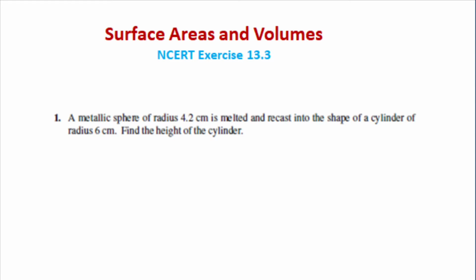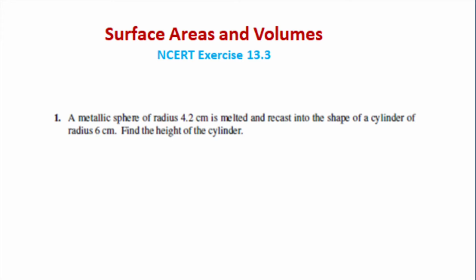Okay guys, so we are continuing with the chapter of surface areas and volumes from the NCERT book, and we are doing exercise 13.3. We are starting today. So let's start the exercise. Let's go to question number 1. So let's see question number 1.